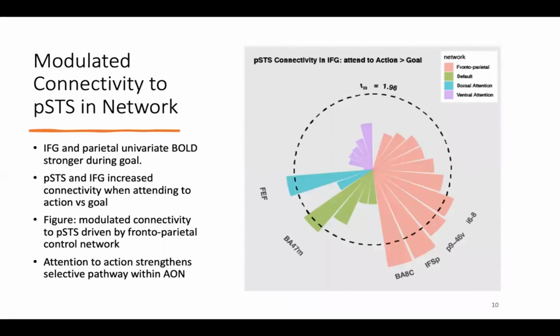So to quickly recap, we found that univariate responses are stronger during attention to goal in IFG and parietal cortex, while connectivity between IFG and PSTS is strengthened when attending to action rather than goal. We further characterized this strengthened connectivity and found that it's mostly driven by the frontoparietal control network, which is shown in red in the figure on the right. This implicates that attention to action strengthens a selective pathway within the action observation network.